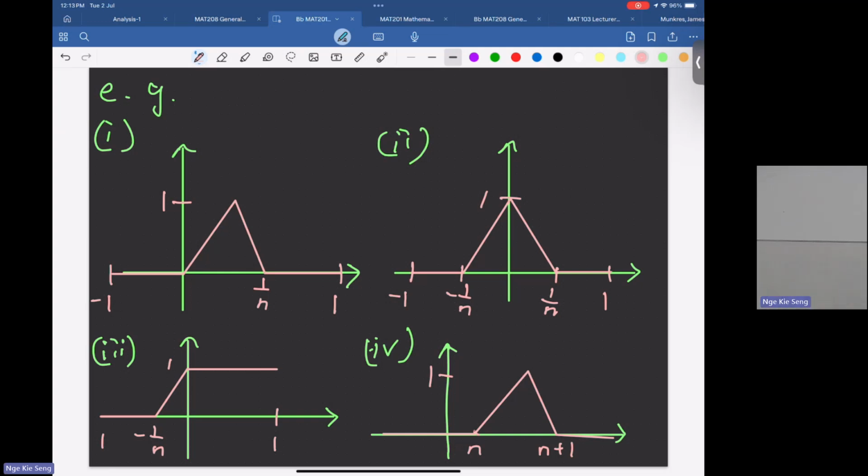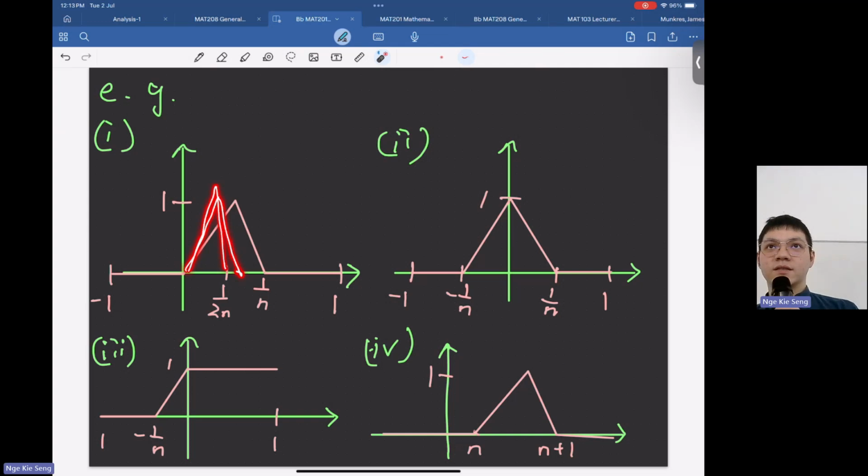For the first one, when n increases, what happens to this function here? How do you imagine this function for the first one? When n increases, what happens? The triangle gets smaller. The height is still the same. Okay, but the triangle gets squished. Can you imagine? Basically, I want this middle point to be 1 over 2n. So the triangle gets squished, but the height is still the same. Make sense?